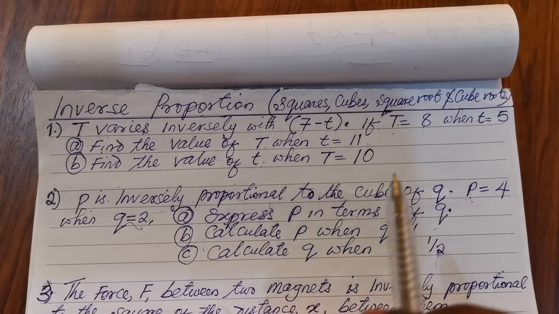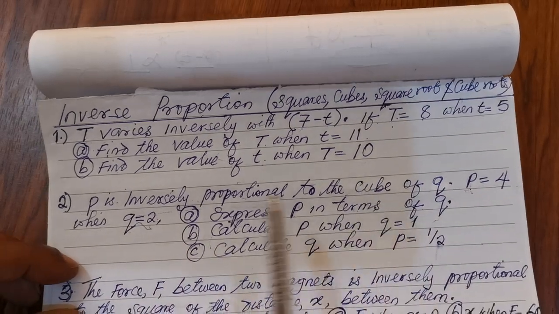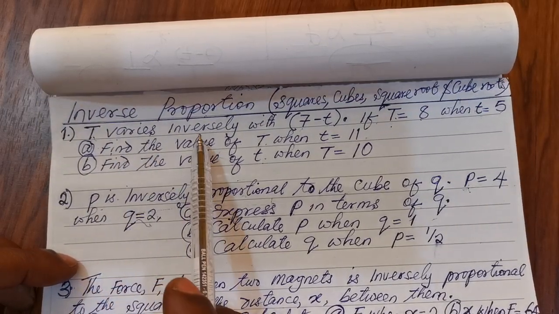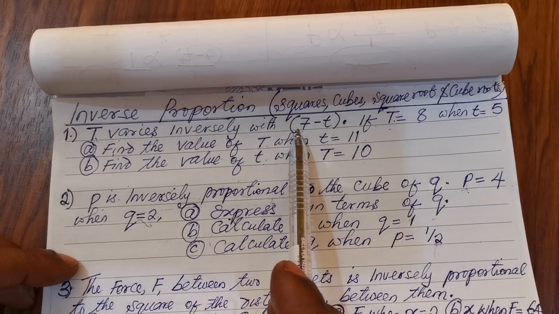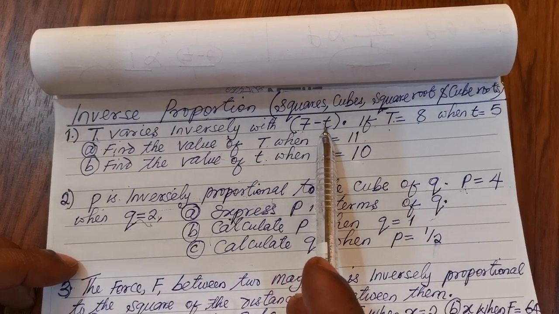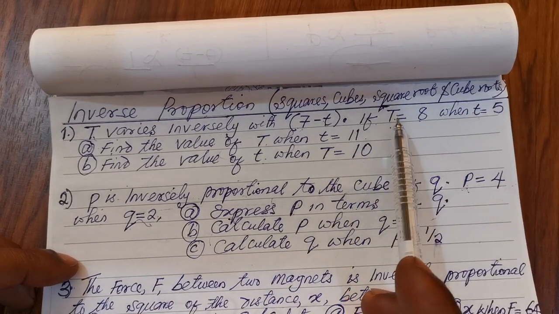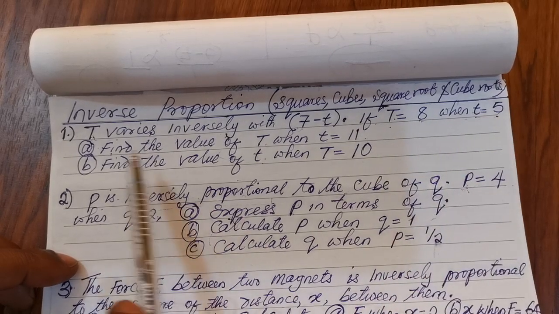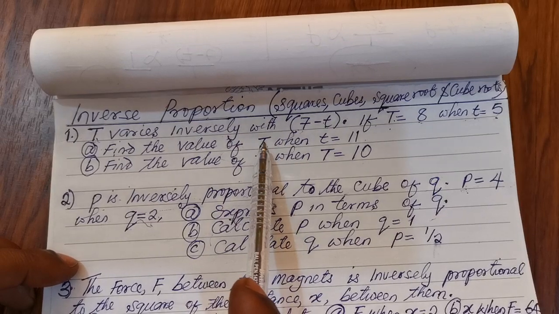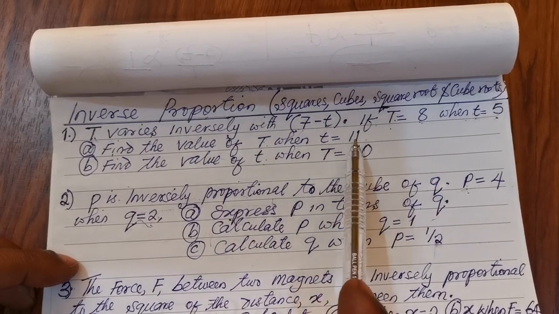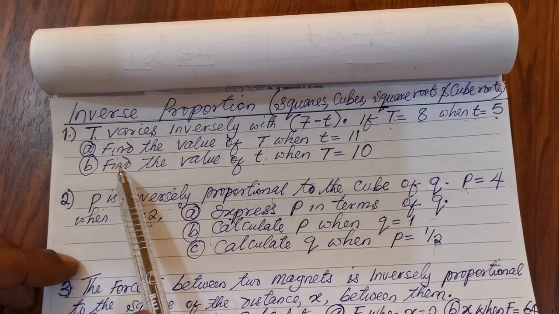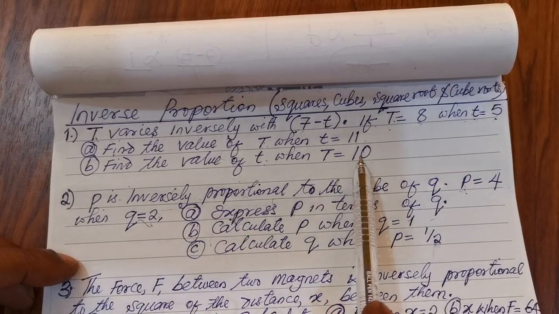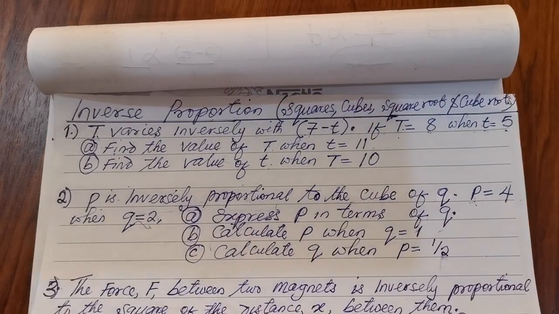Okay, now from this question, we have that capital T varies inversely with 7 minus small t. If capital T is 8 and small t is 5, find the value of capital T when small t is equal to 11, and B, find the value of small t when capital T is equal to 10. Okay, I will pick it sentence by sentence.